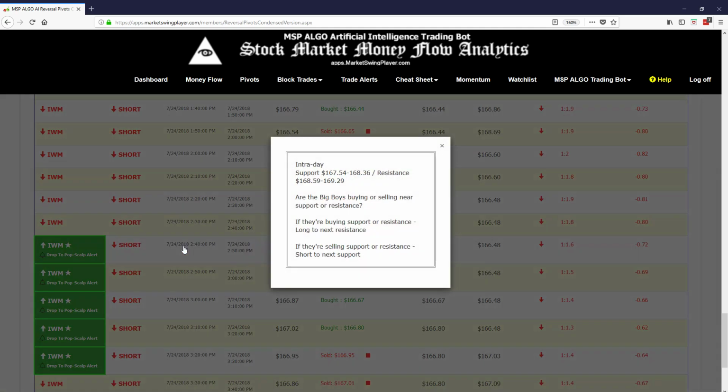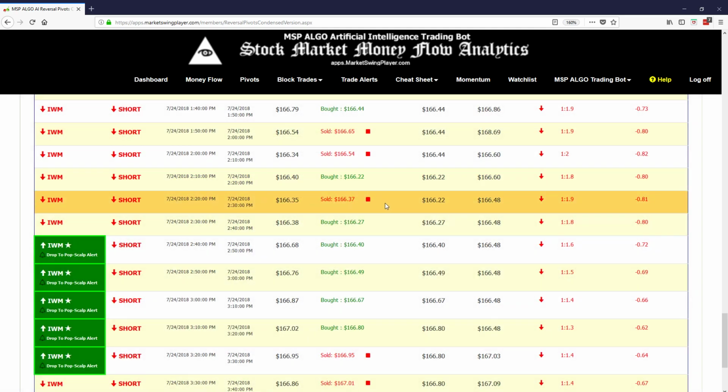So where is support? Wow, price broke support. When we got our short, it was above resistance. Now price broke support and they're buying. Nine times out of 10, this will bounce, okay? It's way below support and we actually see them buying. So we're going to exit this position, our short position, and then we're going to look for a long opportunity.